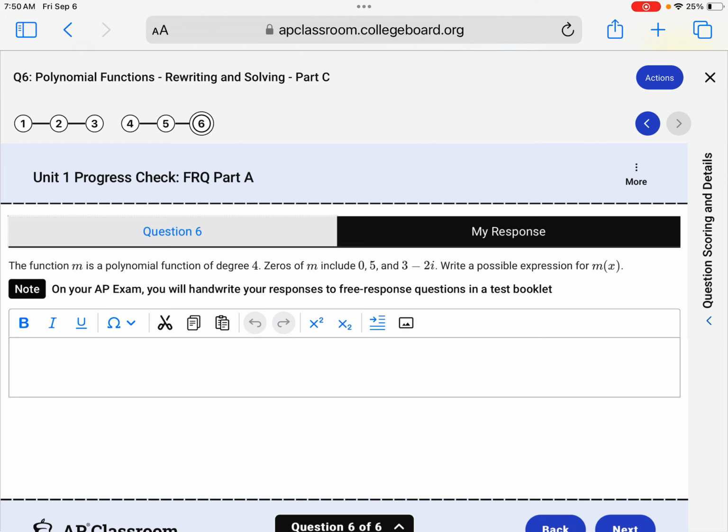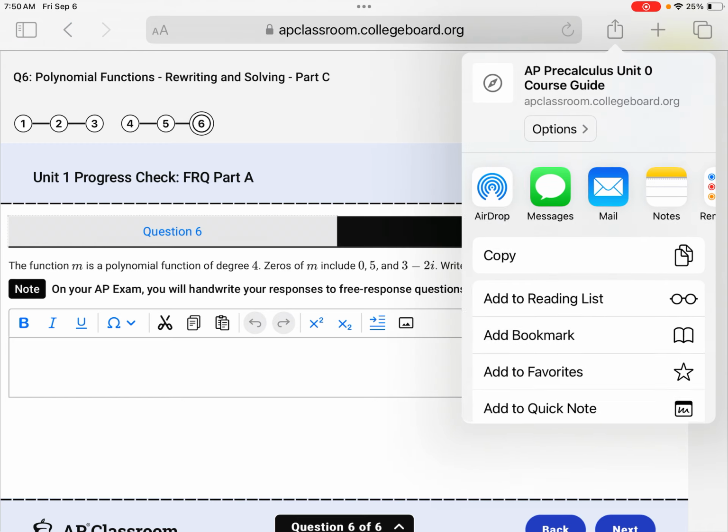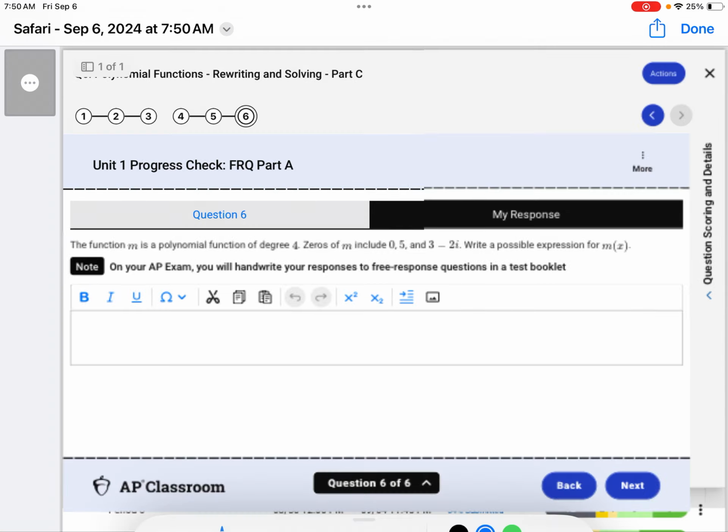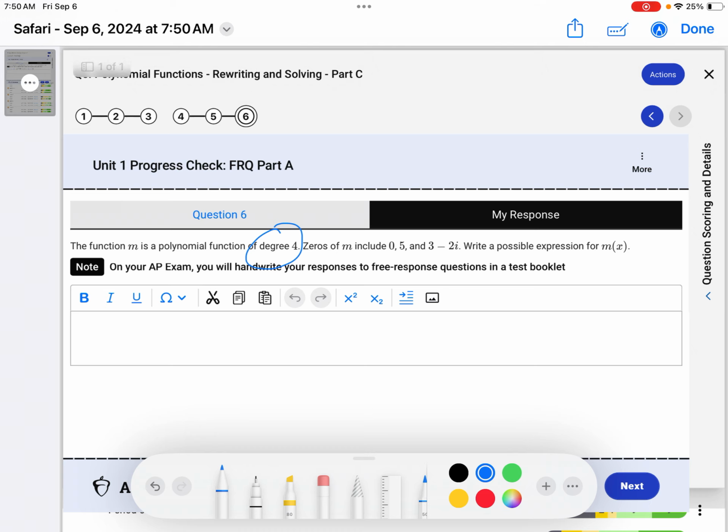Okay, the polynomial function has a degree of 4. Zeros are 0, 5, and 3 minus 2i. We just learned this about complex numbers. Because that is a complex number, because that is one of the zeros, what is another 0 that they did not mention? 3 plus 2i, the conjugate. So just remember that. That is always like a hidden 0.